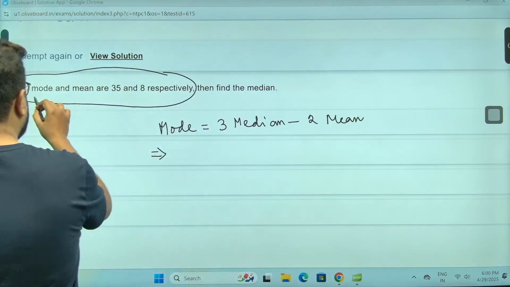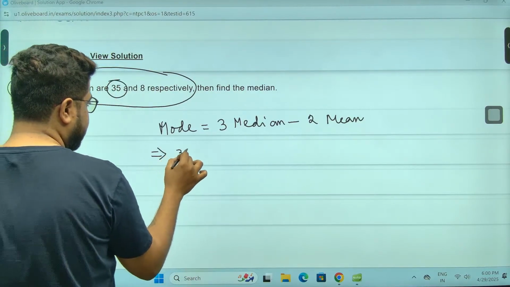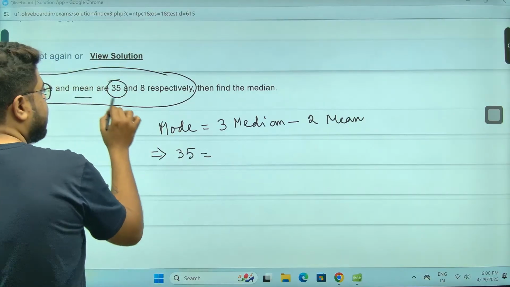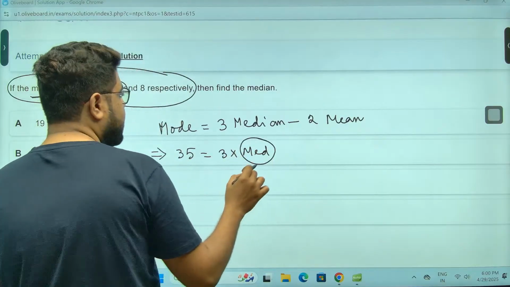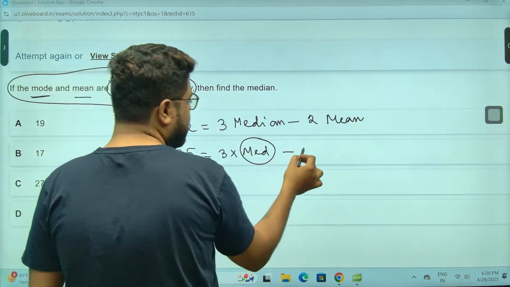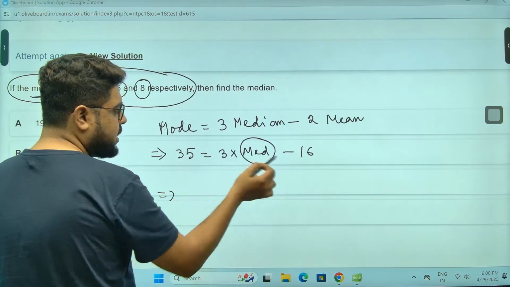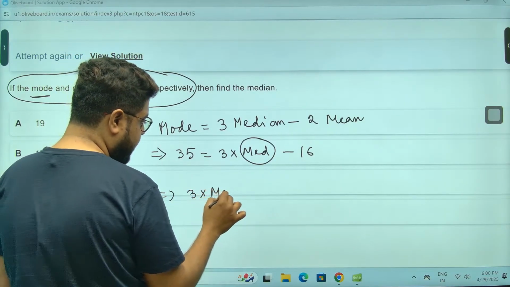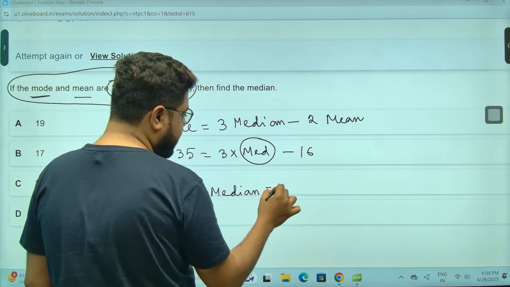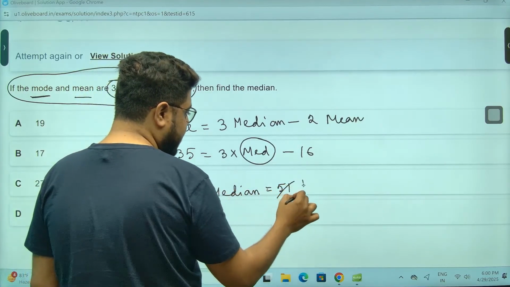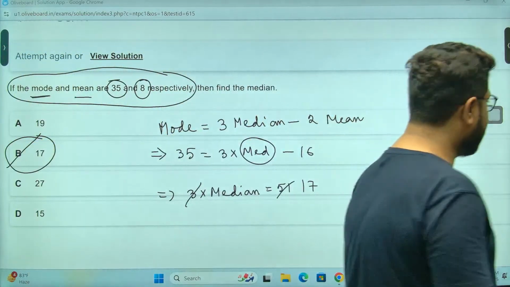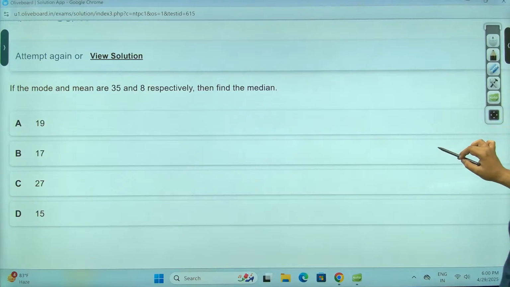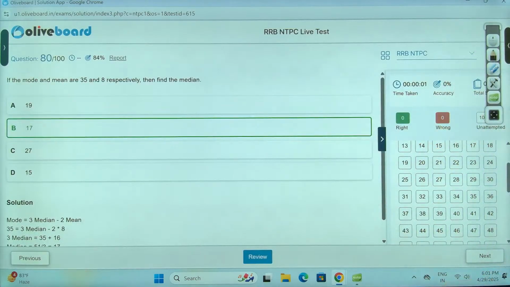Put down all the values that you know. Mode is 35. Median is not given; they're asking median. So 3 into median minus 2 into mean. Mean is 8, so 2 into mean is 16. So 3 into median equals 51 after 16 moves to this side. 3 17s are 51, so median is 17. Option B. Lenzing was absolutely correct, and Reena, you are also correct. Simple question, very simple.